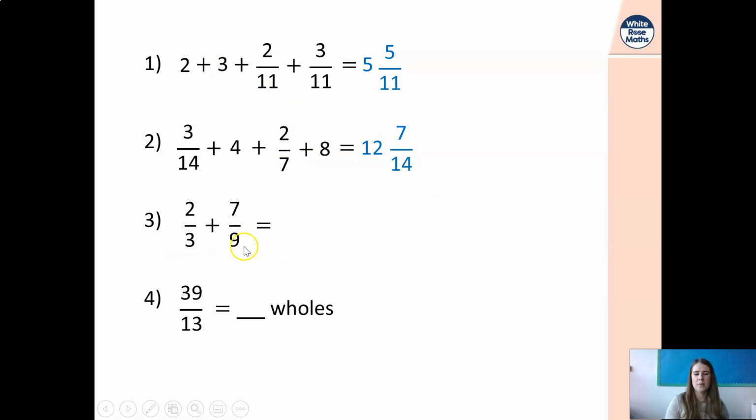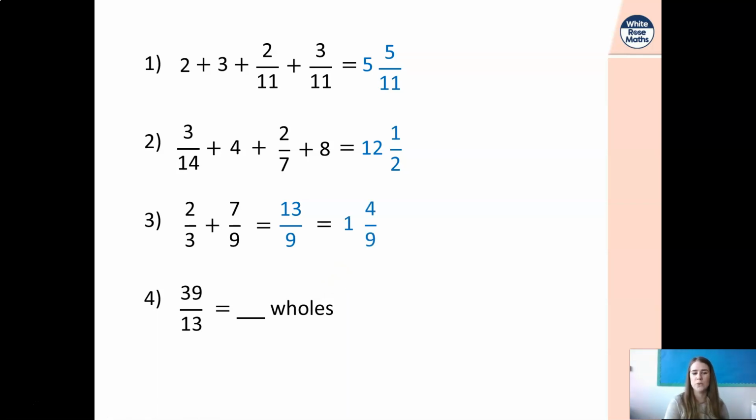Here we've got to change the denominators. Okay, so we can change it to 9. So if we multiply that by 3, that's going to be multiplied by 3, so it's going to give us 6. Okay, so that's going to give us 13 over 9. Or we can simplify that and put it into a mixed number. So 9 goes into 13 once with a remainder of 4.